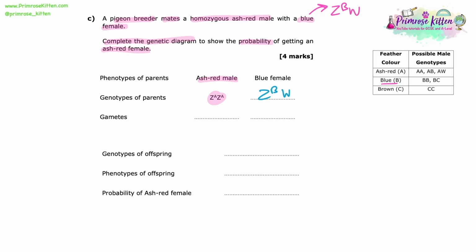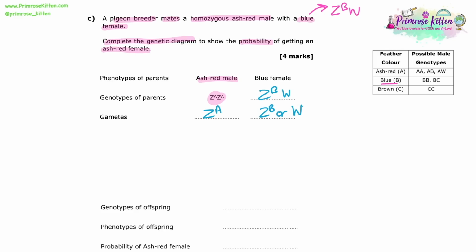So ZBW nothing. And then we're going to put the gametes in. So the ash red male can only have ZA gametes, that's all it can produce, whereas the blue female can either have ZB gametes or W gametes. And then I'm just going to move this to give us a little bit more space. So we're going to do our Punnett square. So we're going to do ZA against ZBW.